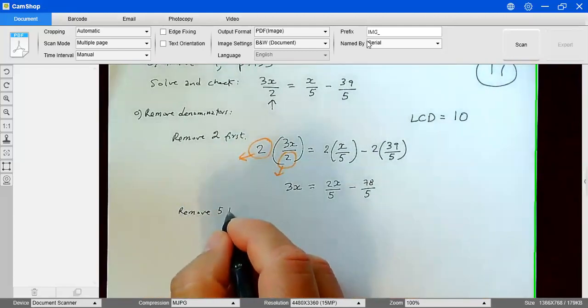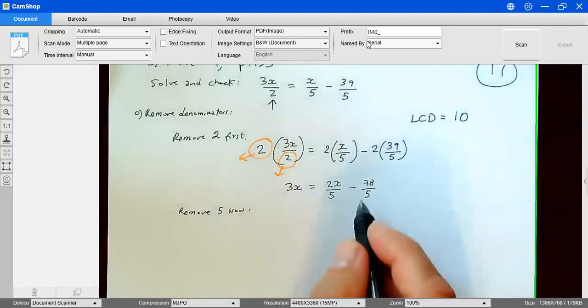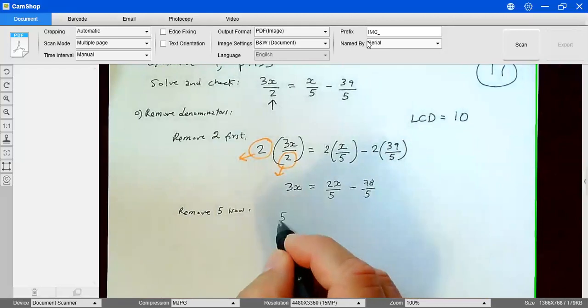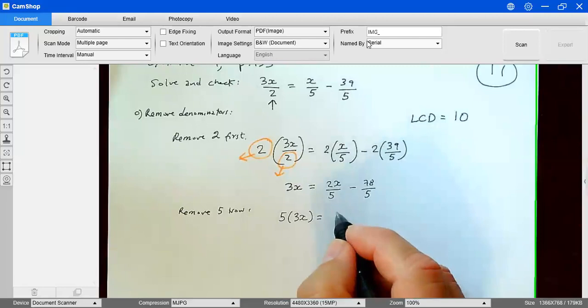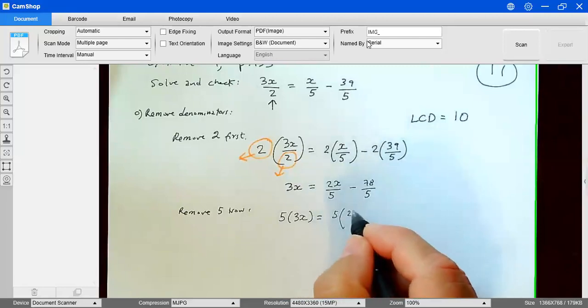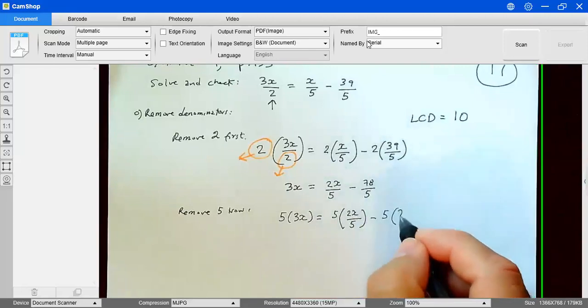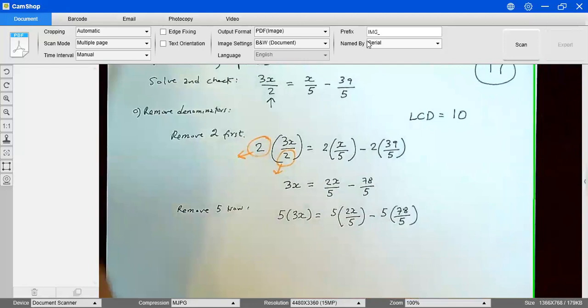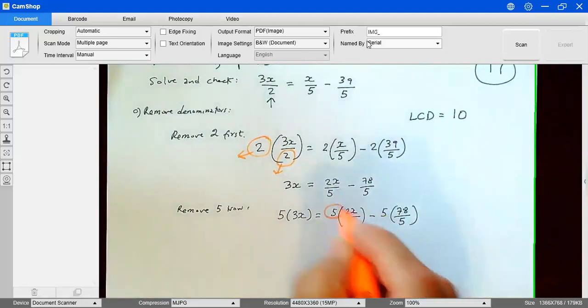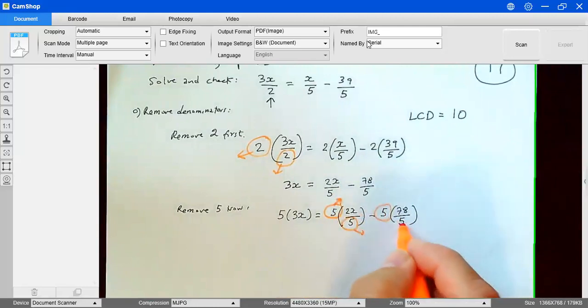Okay, so that's the other denominator I need to remove. So I'm going to multiply everything by 5. So this is going to be 2 times 2x over 5 minus 5 times 78 over 5. So you just be careful. I'm removing this denominator. They just need to be gone.